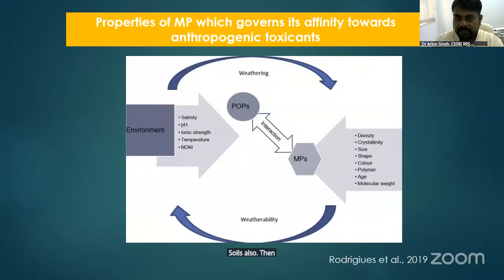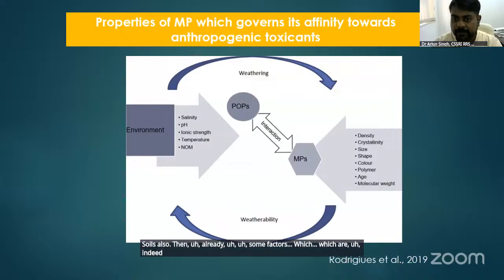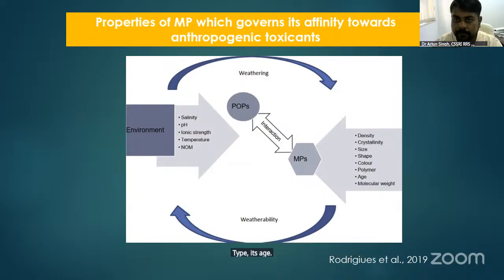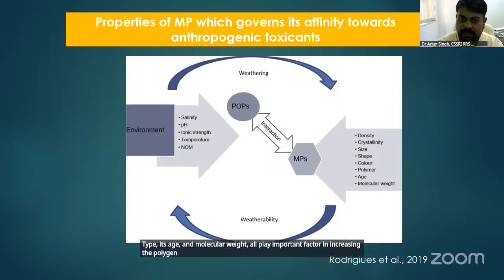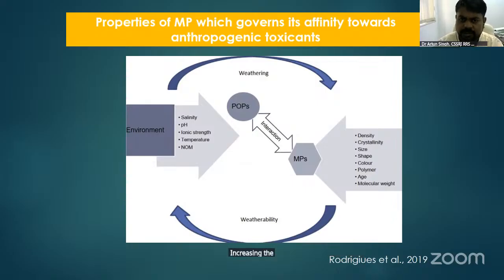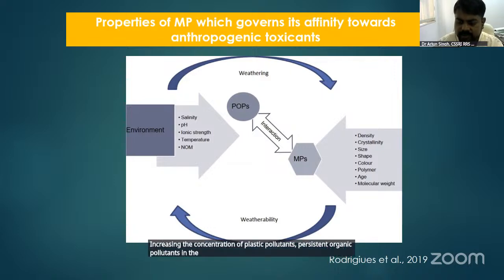Then, some factors which indeed play a primary role in interaction with other pollutant kinds are the density of the polymer, its crystallinity, its size, shape, color, polymer type, age, and molecular weight. All play an important role in increasing the concentration of plastic pollutants and persistent organic pollutants in the soils or in the water system.